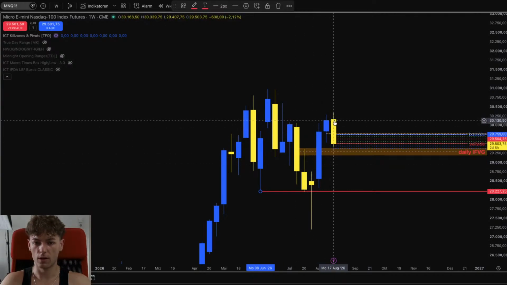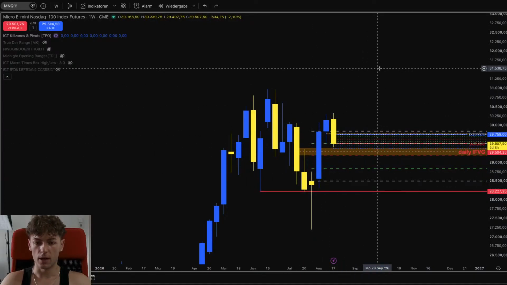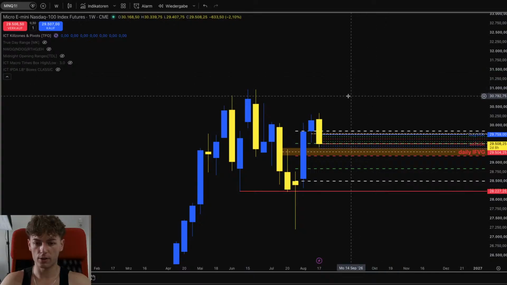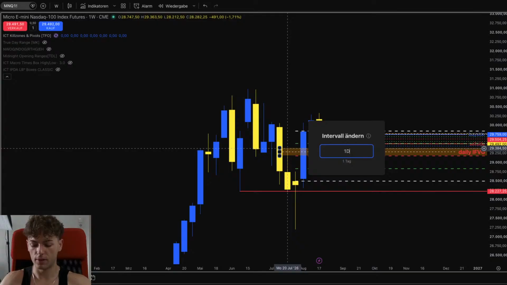So price now went above it and traded back down into this order block and also into this weekly fair value gap. Okay, and if it wants to climb higher, it should respect this daily orange inversion fair value gap and stay in the upper half of this weekly fair value gap. So it should stay above this dotted red line, and it should find support inside of this daily fair value gap.